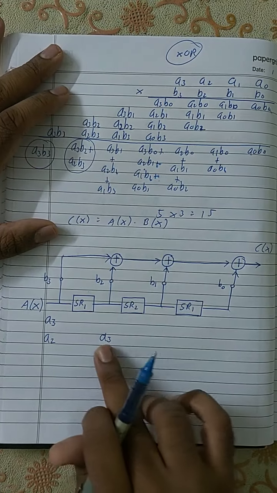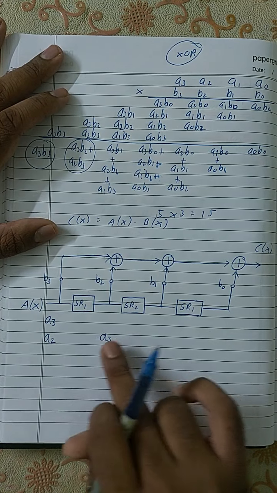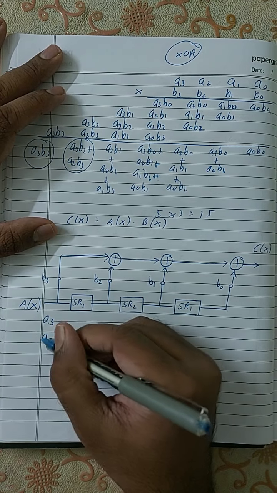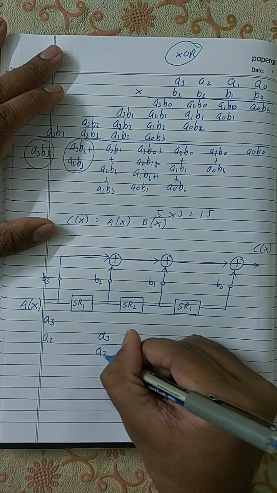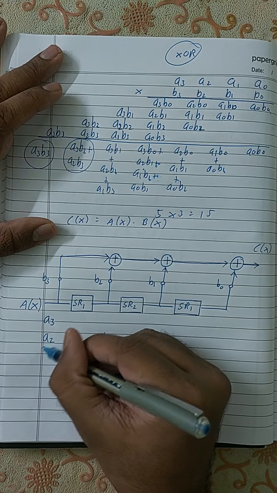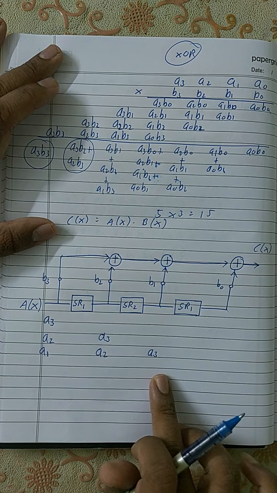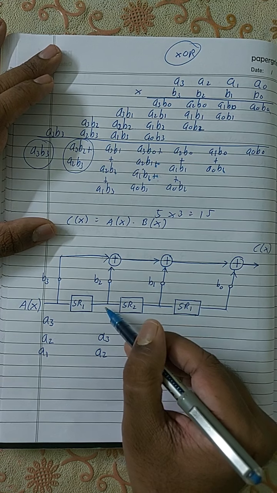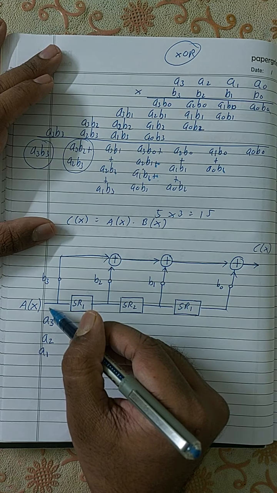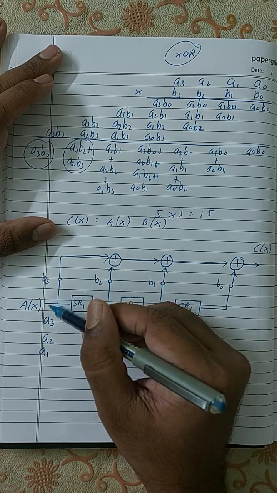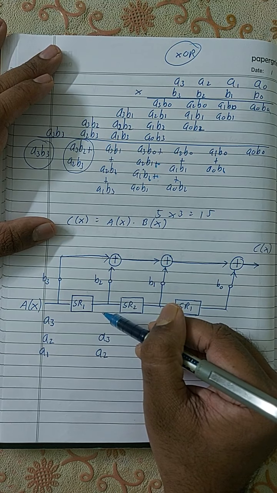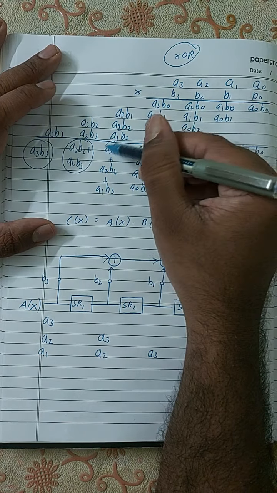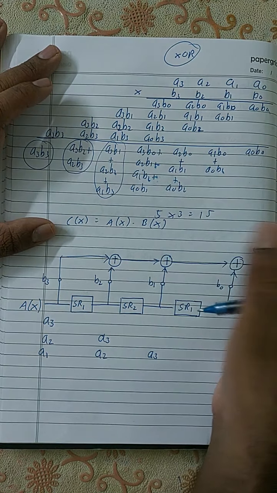And then at the next shift cycle, this A3 will be shifted over here, so this will become A3. A2 will be shifted over here, so this will become A2, and your next input will become A1. So here it will be A3, here it will be A2, here it will be A1. So you will get the output A1 B3 plus A2 B2 plus A3 B1, which is nothing but this coefficient.